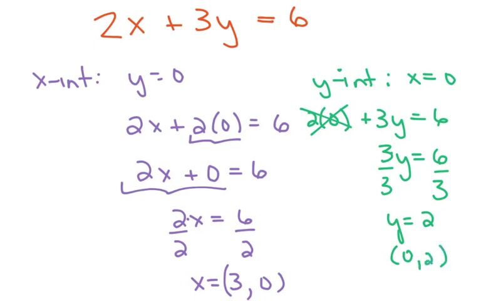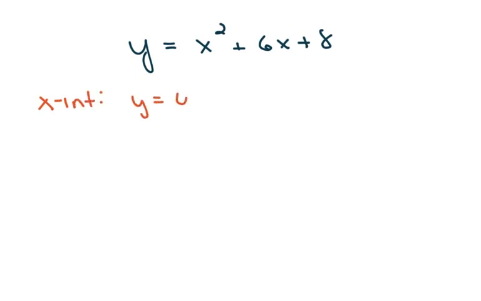We can also do this with a quadratic equation. So if I gave you the equation y equals x squared plus 6x plus 8, if I wanted to find the x-intercept, I could just make y equals 0. Now this requires a little bit more work that we haven't reviewed yet, although you've done it in Algebra 2. So we're going to skip that for now.